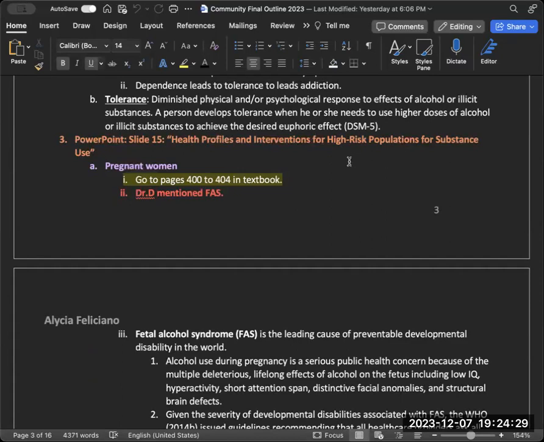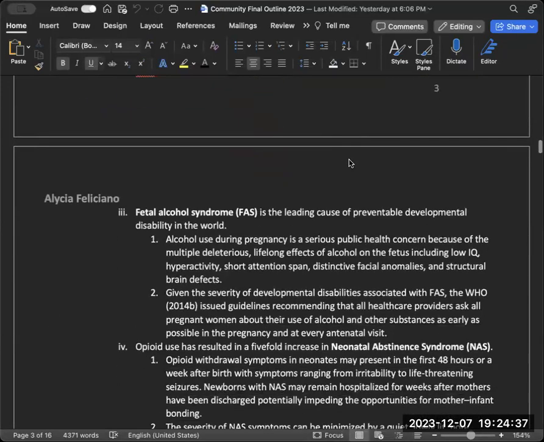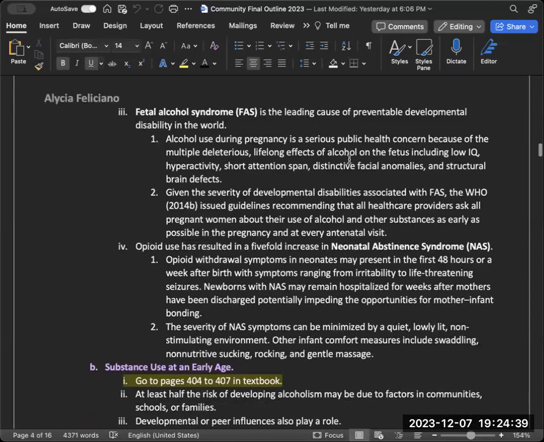So the first thing she said is a high-risk population for substance abuse is pregnant women, and Dr. D said to go to pages 400 to 404. One of the important things Dr. D mentioned was fetal alcohol syndrome. We know that can cause disability and a lot of developmental delays in children. So we need to prevent alcohol use in pregnant women because they are a high-risk population.